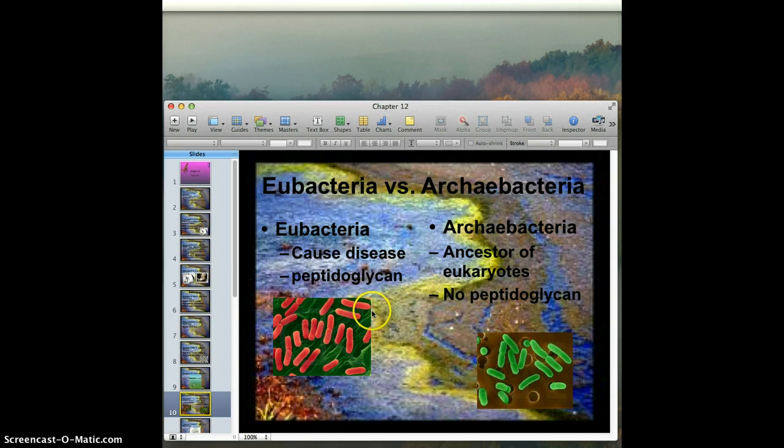Again, the eubacteria usually cause disease. I wouldn't worry about the peptidoglycans so much. I don't really expect you to know that. I really would rather you know that the eubacteria are kind of the nastier guys that make a lot of us sick.